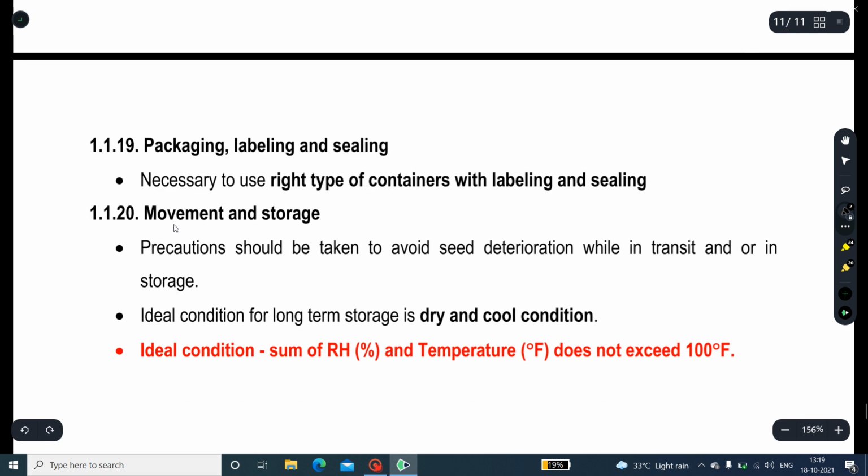And the next one is movement and storage. Precautions should be taken to avoid seed deterioration while in transit or in storage. The ideal condition for long-term storage is dry and cool, and this can be maintained if the sum of relative humidity in percentage and the temperature in degrees Fahrenheit does not exceed 100. Here, it should not exceed 100 only.